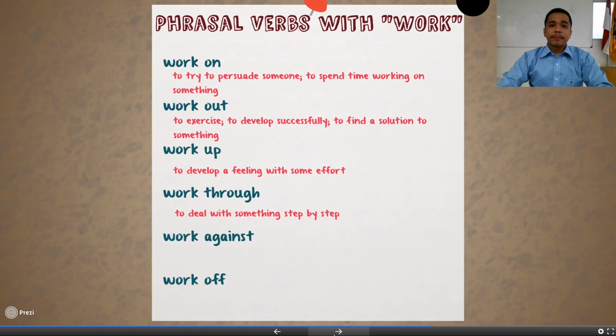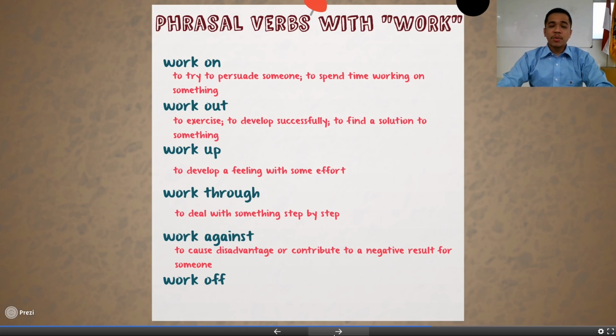Example, hey man, I know it hurts, but don't worry, we're gonna work through this together. Next, work against, which means to cause disadvantage or to contribute to a negative result for someone. Example, you know what? He's actually a spy. He's working against him.